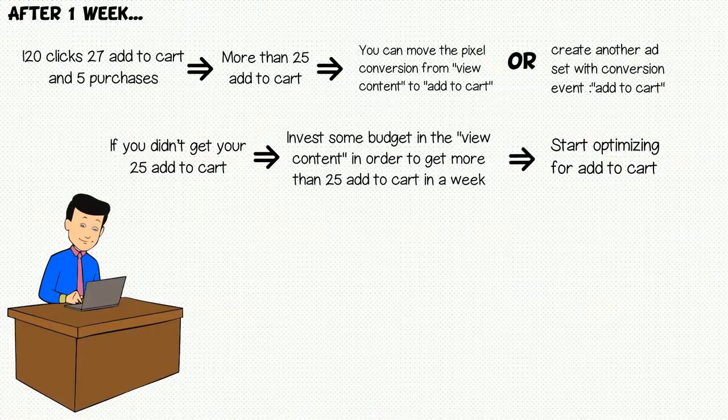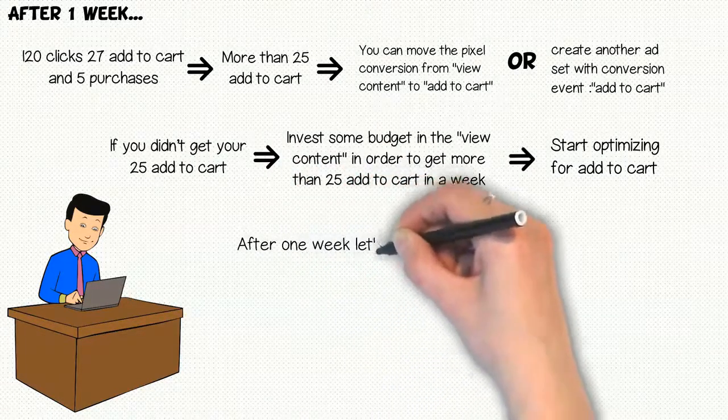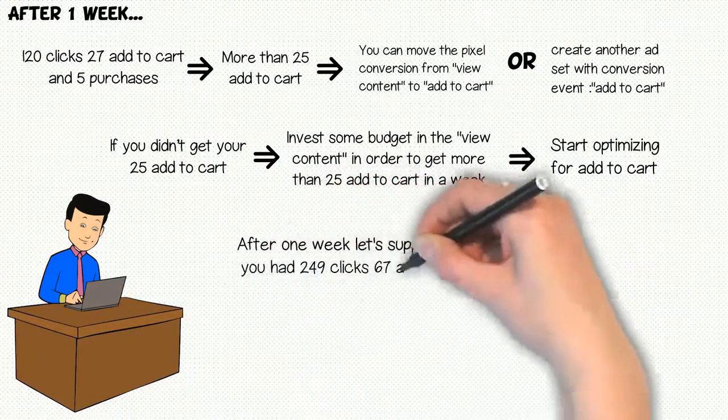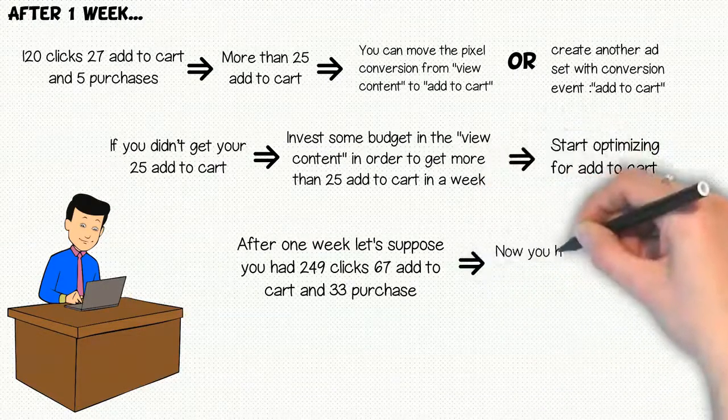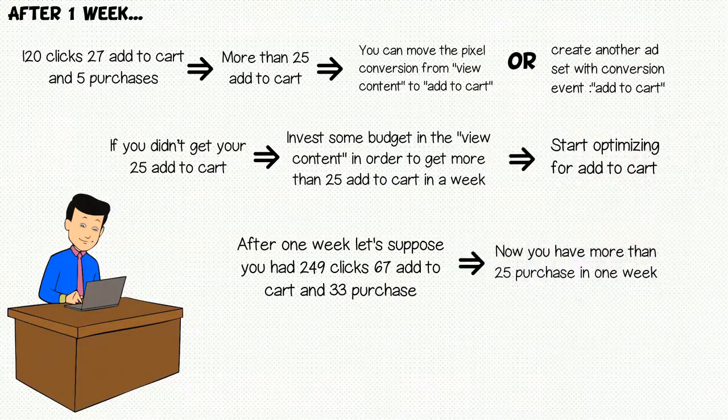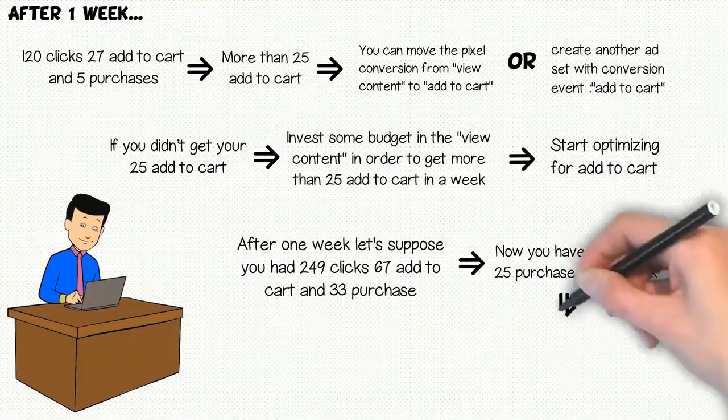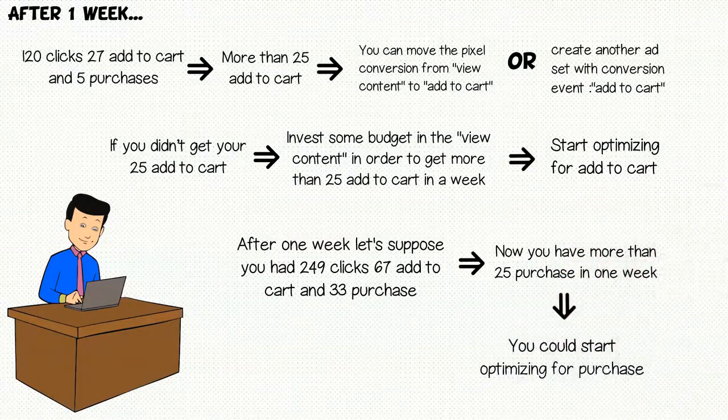in order to be able to start optimizing for add to cart. So now you are optimizing for add to cart, and after 1 week, let's suppose you had 249 clicks, 67 add to cart, and 33 purchases. Now you have more than 25 purchases in 1 week, and you could start optimizing for purchase.